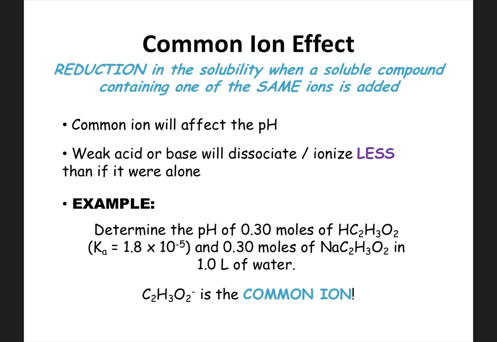a reduction in solubility. So if we want to determine the pH of 0.30 moles of acetic acid, Ka is given, and 0.30 moles of sodium acetate in 1 liter of water. The first thing you need to recognize is that this C2H3O2 minus in the sodium acetate is a common ion. We're trying to find the pH. This is the weak acid. This is a salt. You need to realize we don't care about the sodium. It's the C2H3O2 minus that's in common with the weak acid itself. So now we need to consider that in our problem.